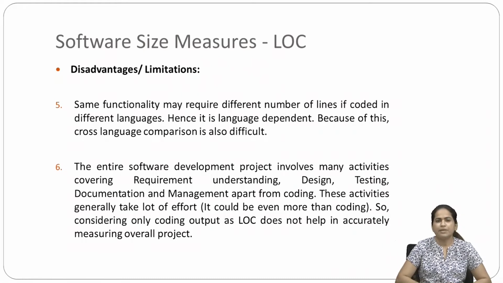Same functionality may require different number of lines if coded in different languages. It may happen that when we are having functionality, we are writing it with 2 different languages or 3 different languages. Functionality is same, but all these languages have different syntax and different semantics. So the number of lines may have variation. It is language dependent. Because of this, cross language comparison is also difficult.